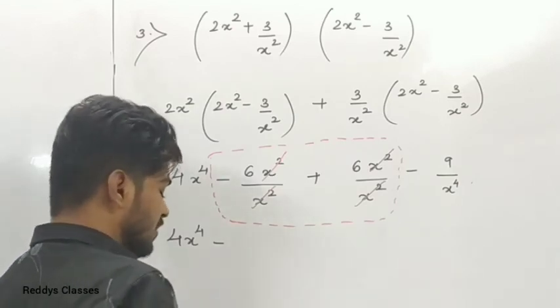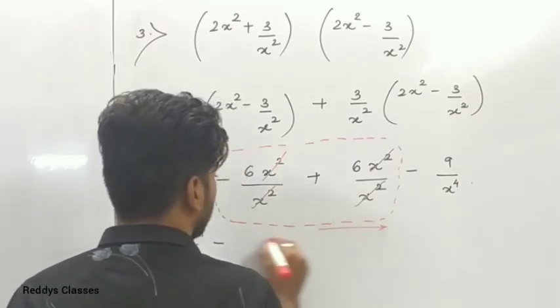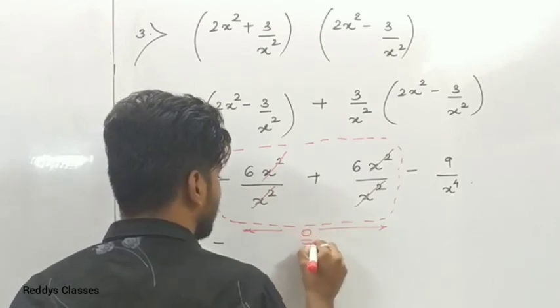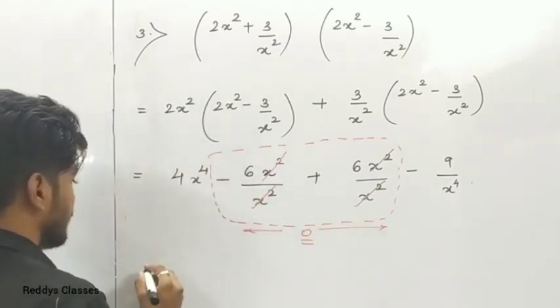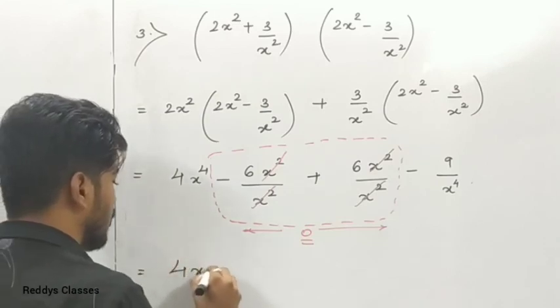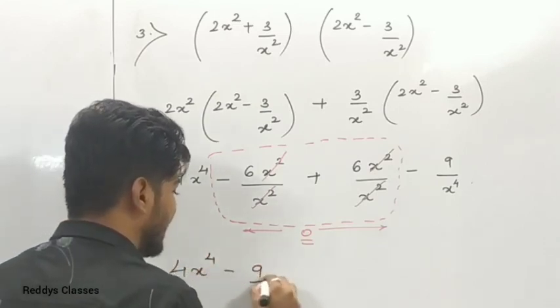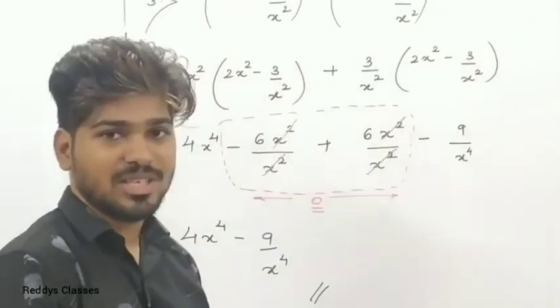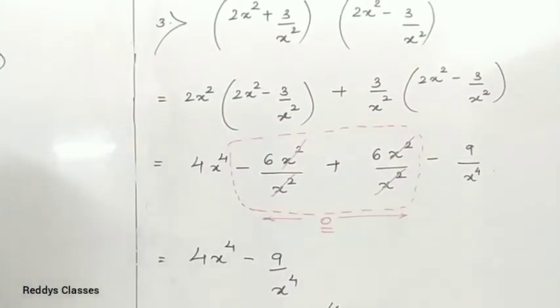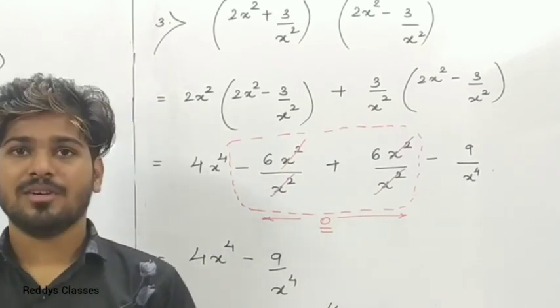What is the left equation? Means the whole term from here to here becomes 0. So what can I write? It is equal to 4x power 4 minus 9 upon x power 4. That's it. We have this equation here. We solved this equation. Okay. So till here you have understood much more.